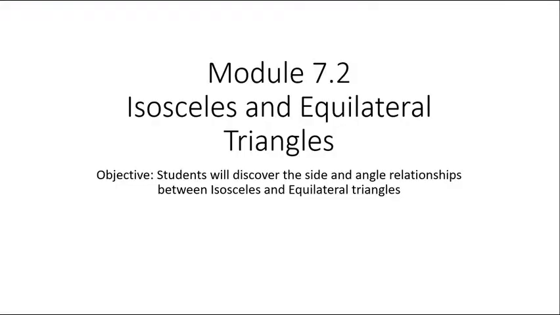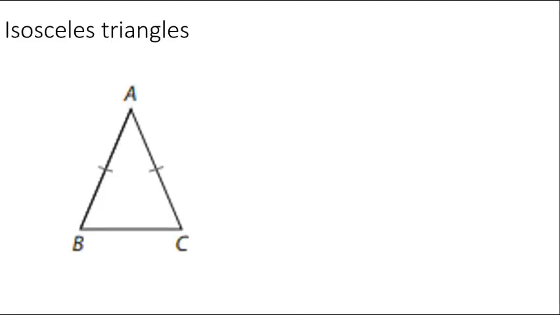Okay, so today we're going over module 7.2, isosceles and equilateral triangles. The objective is students will discover the side and angle relationships between isosceles and equilateral triangles. So we get into our first example here with isosceles triangles. An isosceles triangle is a triangle with at least two congruent sides.